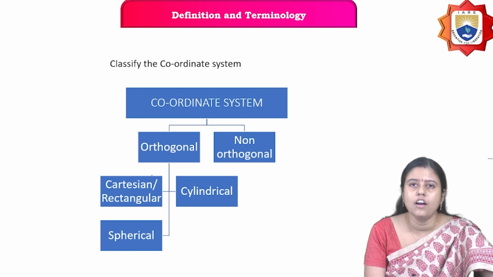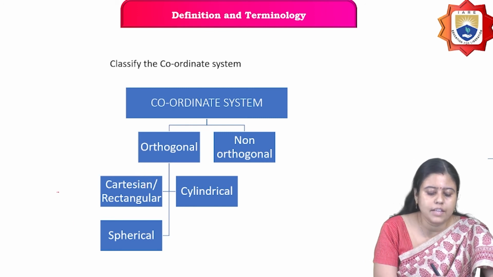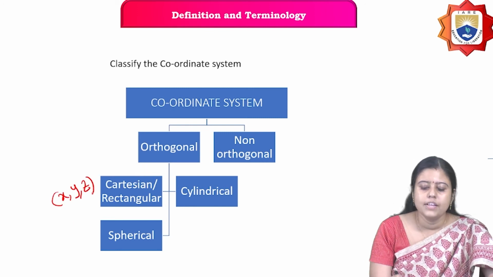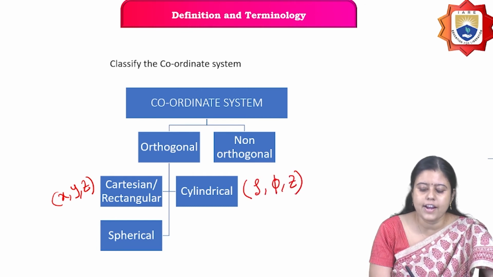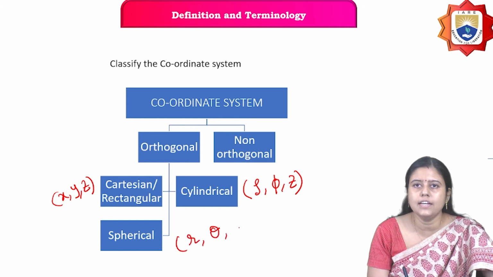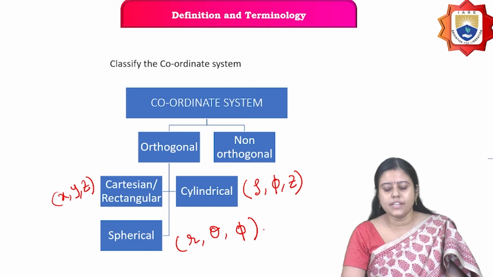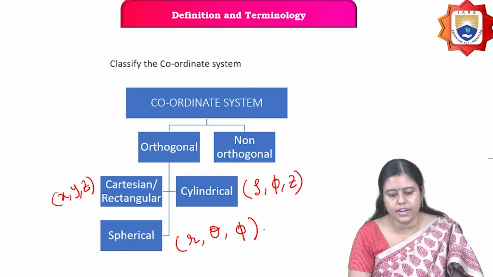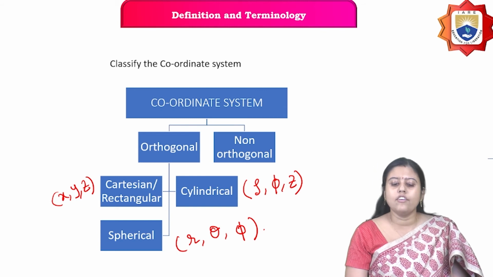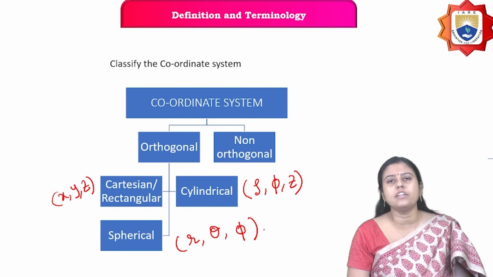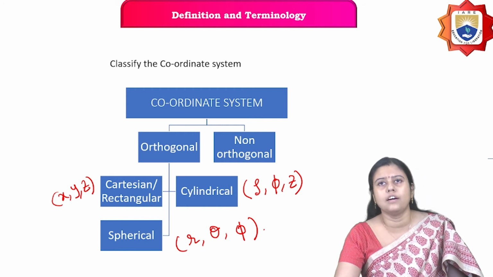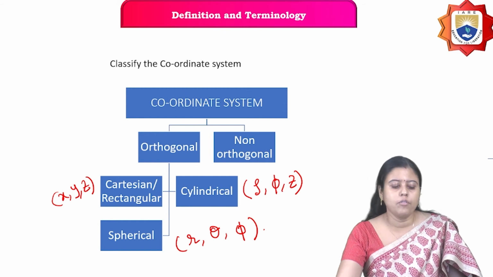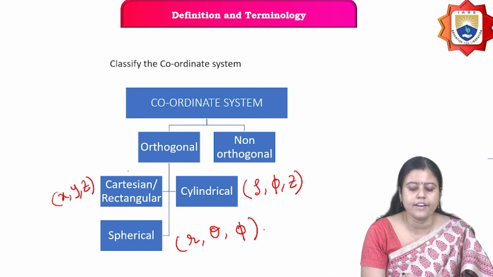We can divide the orthogonal into 3 parts: Cartesian or rectangular, which is the basic x, y, z; cylindrical, rho, phi, and z; and spherical, r, theta, phi. So we have these types of coordinate systems in our regular life. Non-orthogonal means the axes are not 90 degrees apart. Basically, we do not use the non-orthogonal coordinate system in regular life. We generally use the Cartesian or rectangular.